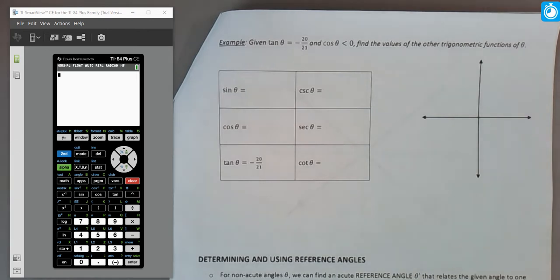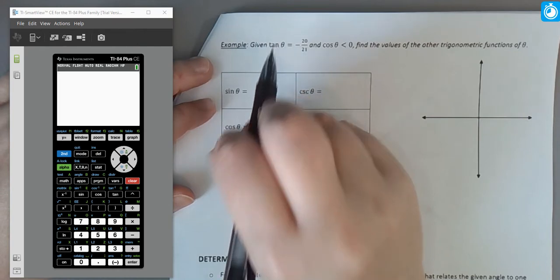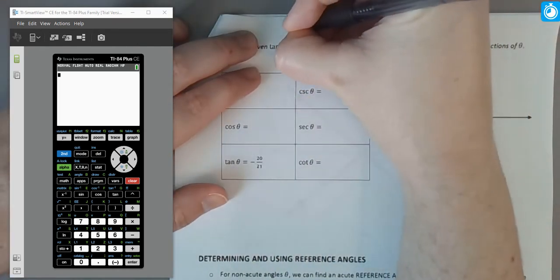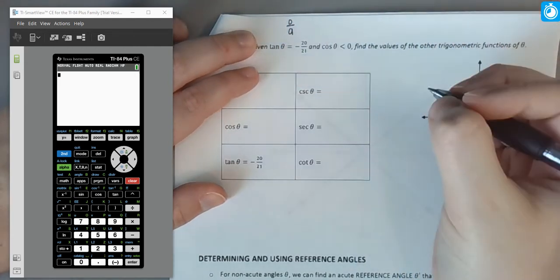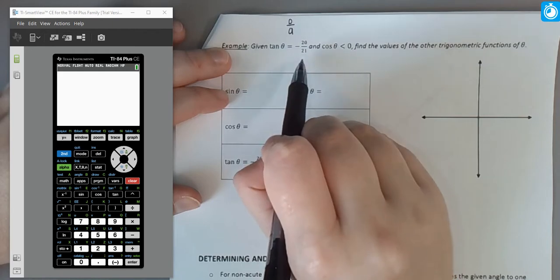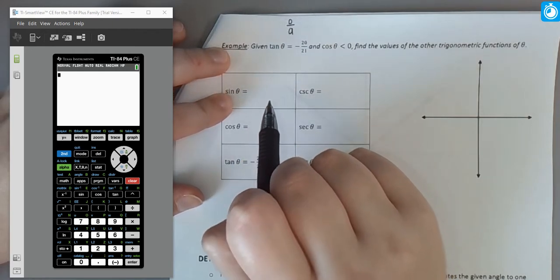So we're going to have to use those ratios again, the idea of the side lengths, what they represent in terms of coordinates, and then go from there. So let's start with the tangent. Okay, so we know that tangent is defined as opposite over adjacent. So we have the opposite over the adjacent. And so we know that the result is negative. When we divide the opposite by the adjacent, the result is negative.